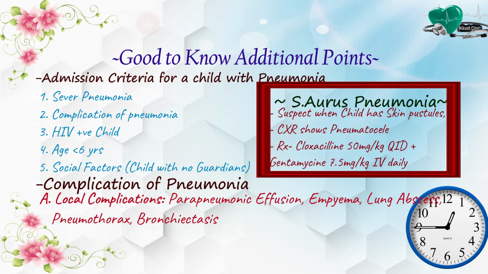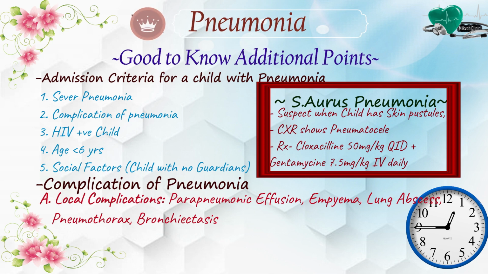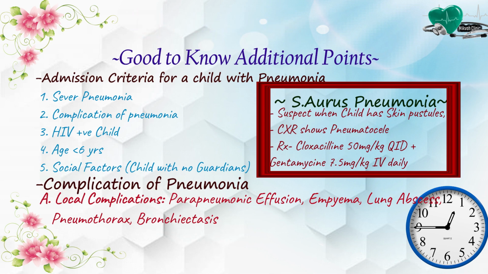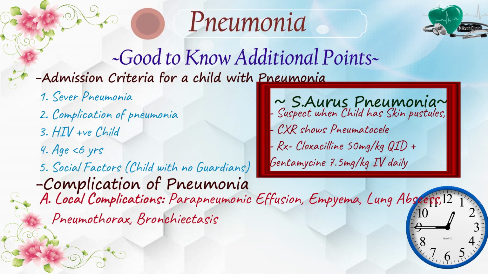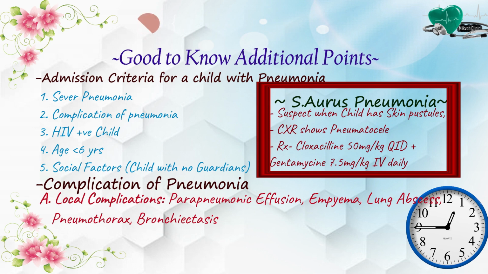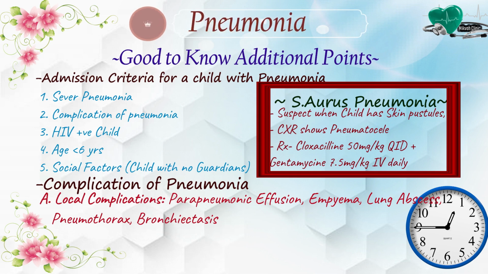The management also should be modified. The first line treatment for considering Staph aureus pneumonia is cloxacillin 50 mg per kg in QID basis and gentamicin 7.5 mg per kg daily, IV or IM. So this is the way how we treat Staph aureus pneumonia. If he is improved, then we can change the cloxacillin to PO for 3 weeks treatment.